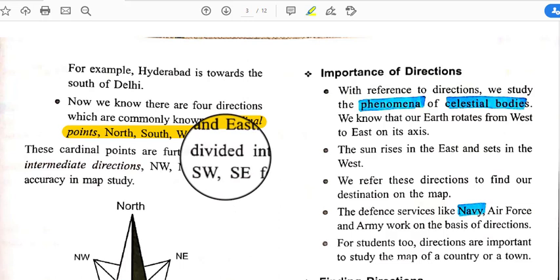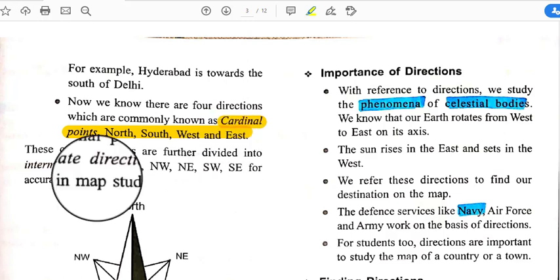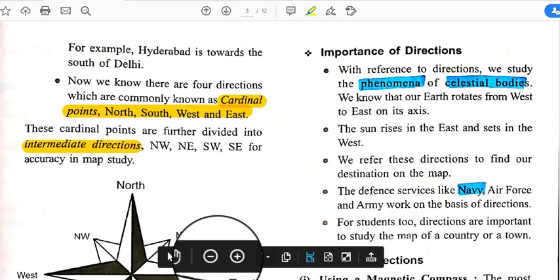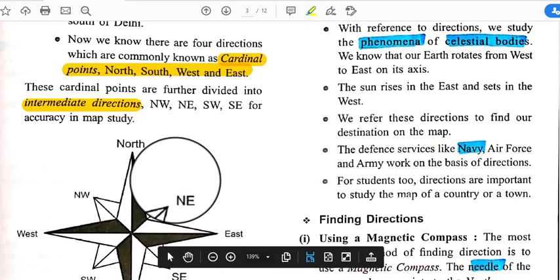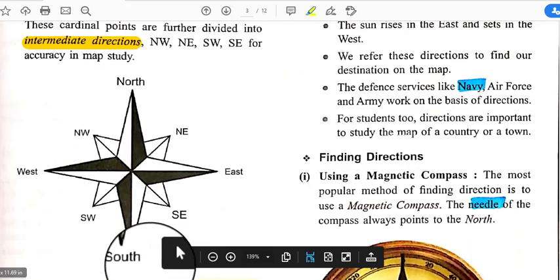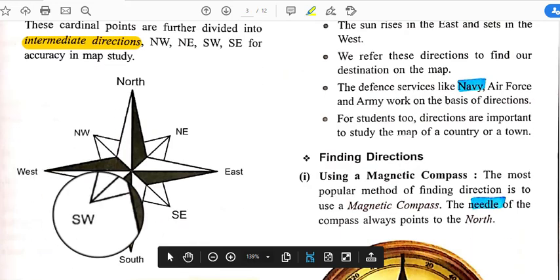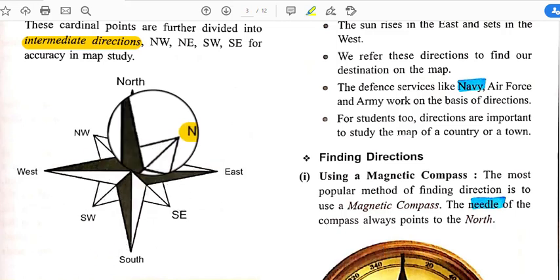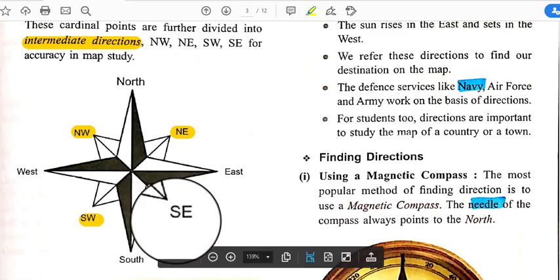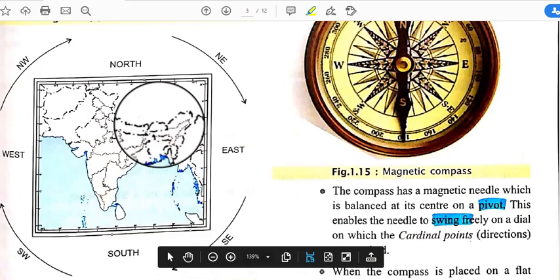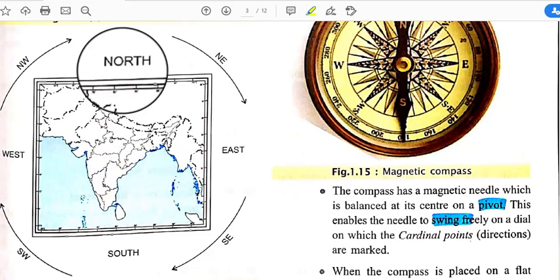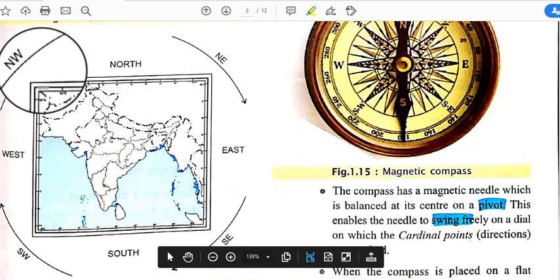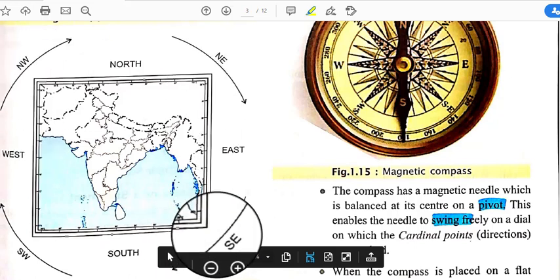But besides these cardinal points, there are another four directions. They are called intermediate directions. In between north and east there is another direction, named northeast. In between south and west, there is another direction which is called southwest. So they are intermediate directions. Northeast, northwest, southeast, and southwest are called intermediate directions. If this is a map, this is the northern direction, this is the southern part, eastern part, western part, and the corners are the intermediate directions.